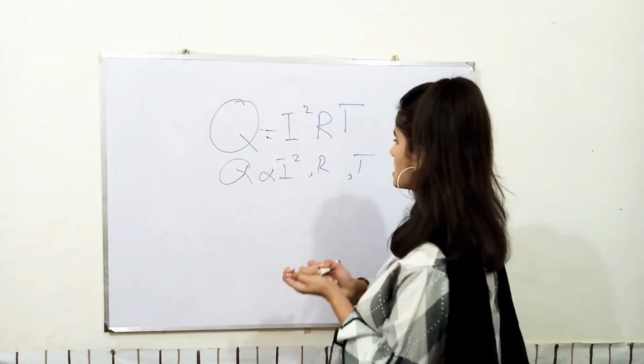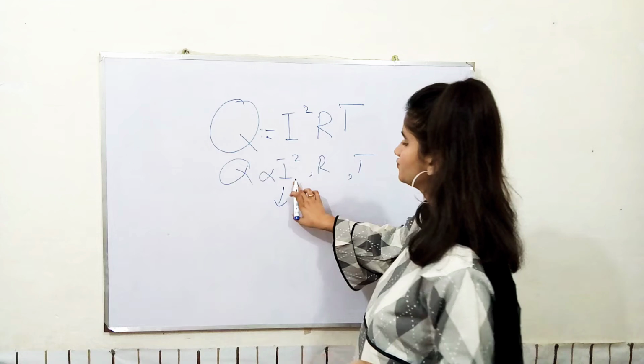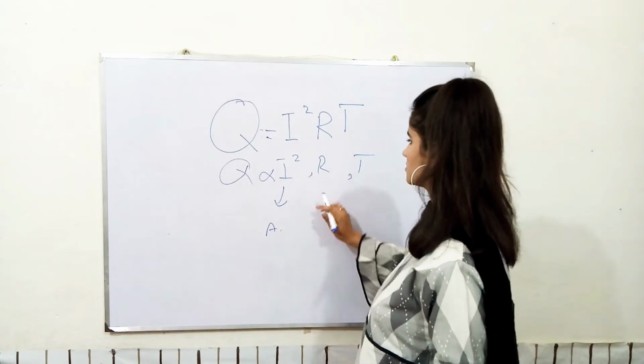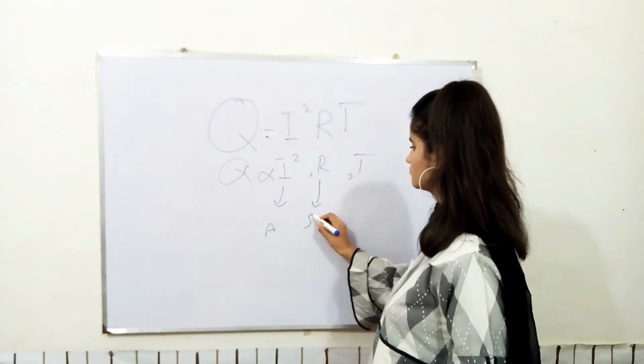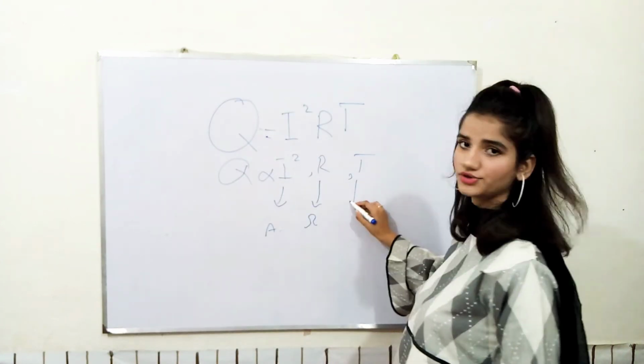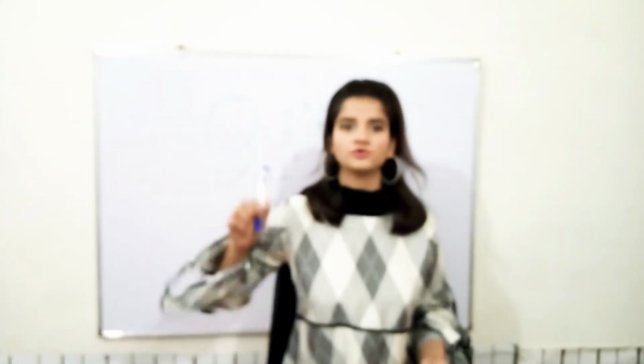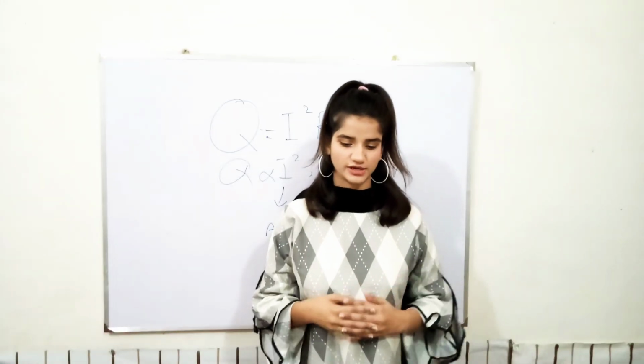And here the unit for current is ampere, which is denoted by A. Unit for resistance is ohm, which is denoted by this sign, and unit for time is second. So this is how Joule's law is explained.